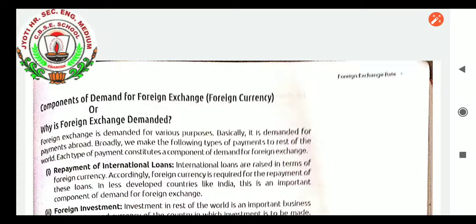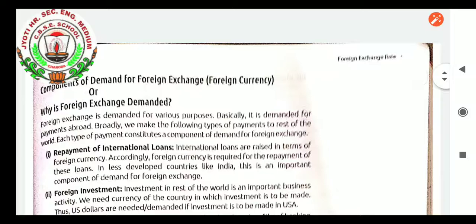So let us proceed with this chapter, foreign exchange rate. As I already started, in this topic I completed the components of demand for foreign exchange, foreign currency. Why is foreign exchange demanded? If we want to know why foreign exchange is compulsory for every country, the reasons behind that are as follows. It is very much needed because when we talk about international trade and business, definitely foreign exchange is needed. So foreign exchange is demanded for various purposes. Basically it is demanded for payments abroad.